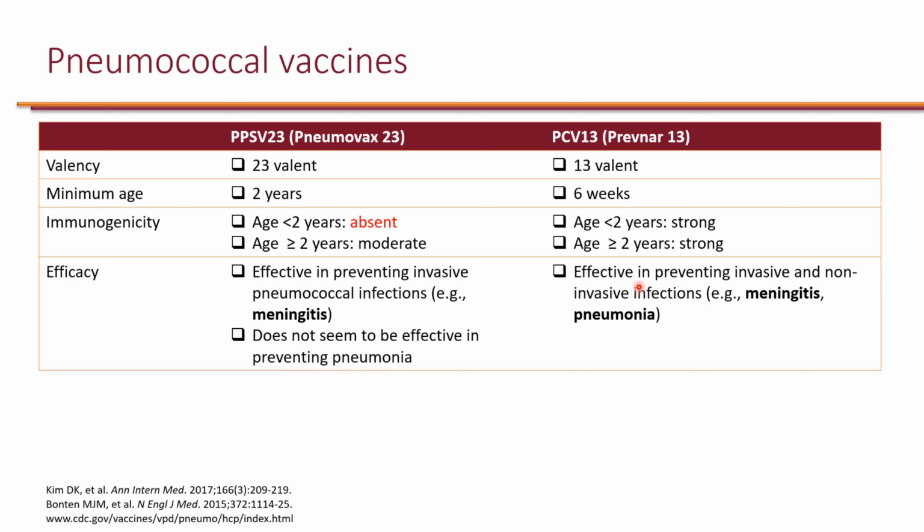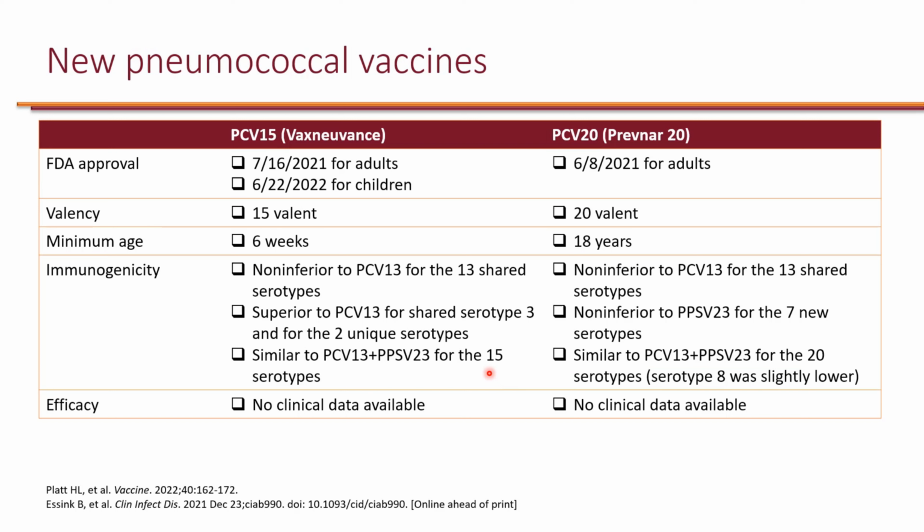Whereas PCV is very effective in reducing invasive infections like meningitis, but also it has been shown to be effective in preventing non-invasive infections such as pneumonia. So historically, people had to get both of these vaccines, PCV13 first because it's very effective, and then Pneumovax 23 to supplement all those serotypes that are not included in PCV13. However, as technology has advanced, we have been able to include more serotypes in the vaccine.